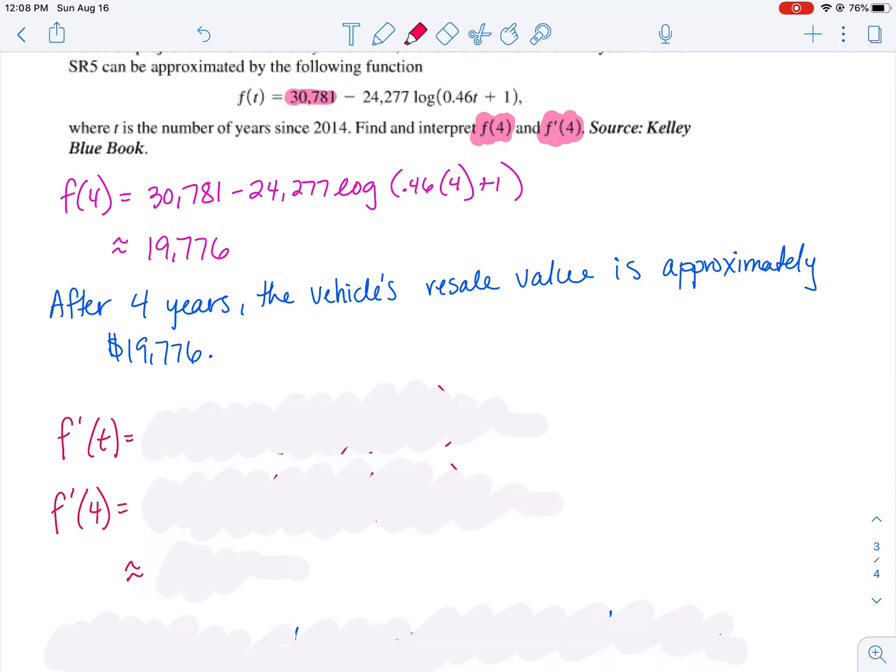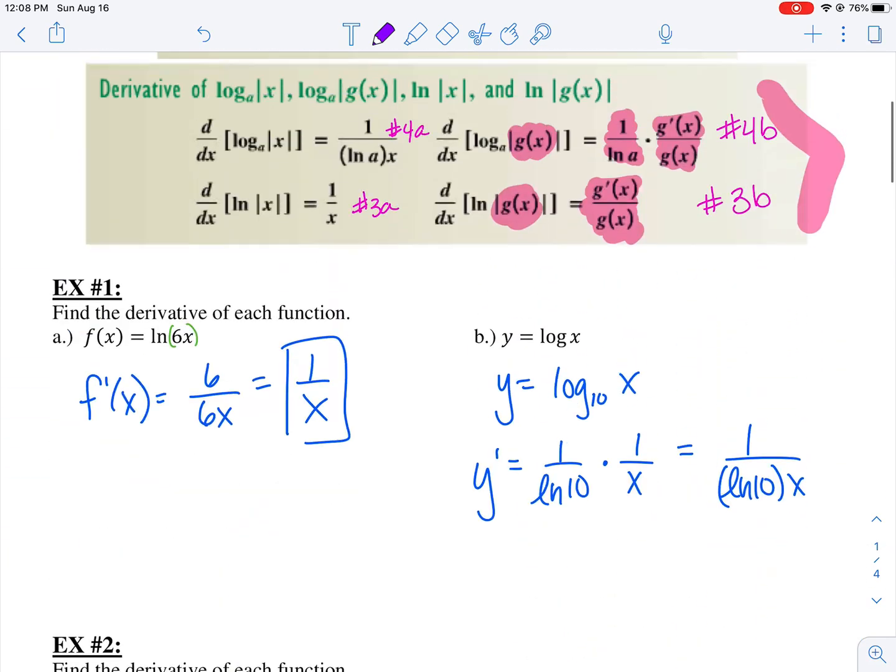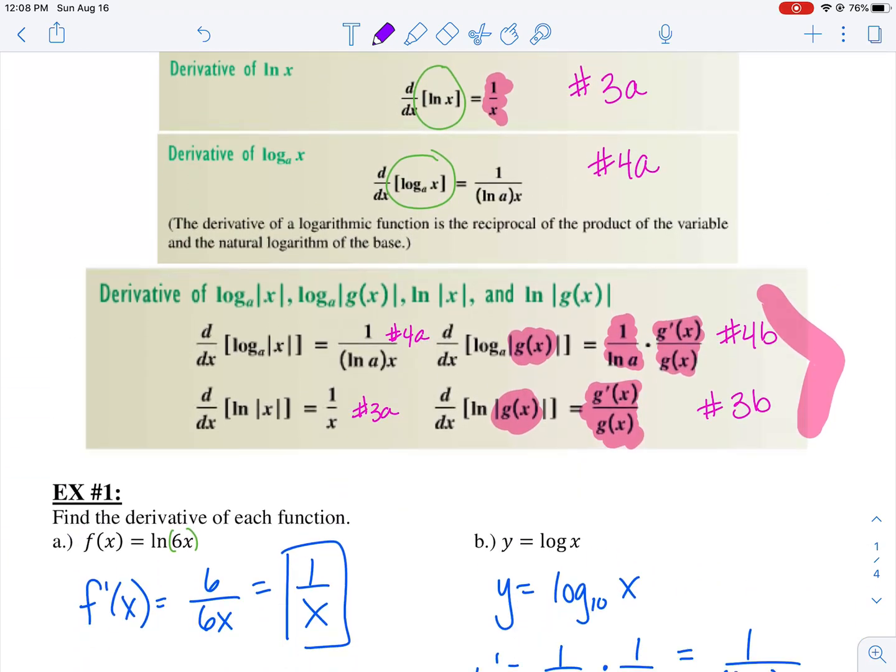I know that the derivative of 30,781, the derivative of any number, is just 0, right? And then I notice that I have this negative 24,270 in front. It's a coefficient. It's just a number, so I should be able to bring that number out in front and leave it a negative 24,270. And then the rest of my problem, I can find the derivative of. So this is a log problem with a whole bunch of stuff inside. So what rule was that? A log with a whole bunch of stuff inside. It looks like that's rule number 4b, right? Where we can do 1 over the natural log of the base times the derivative of the inside over the original inside. So let's do that.